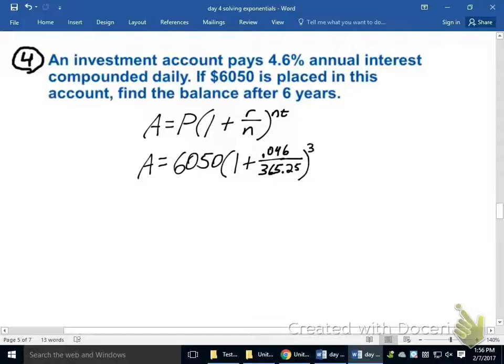Raised to the number of times compounded, 365.25, times the amount of time it's in the account, 6 years. If you miss that 0.25, it'll only usually make a difference of a little bit, but a little bit can mean you get the wrong answer on multiple choice. It just depends how mean they're going to be. I like going ahead and just being safe and including it. Now I'm going to type this in my calculator and invite you to do the same on yours. You'll know you did it correctly if you got $7,972.84.